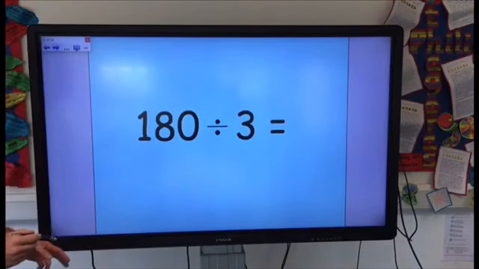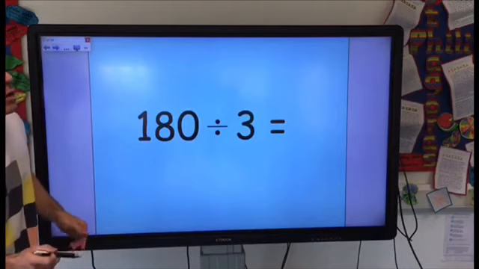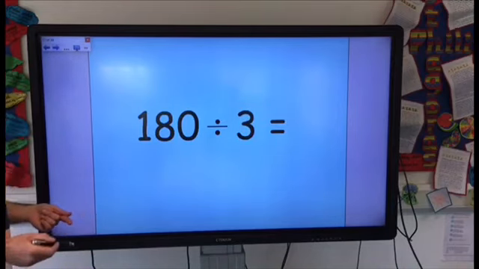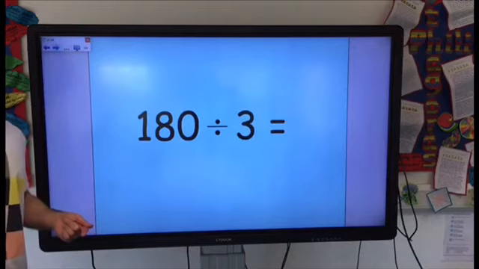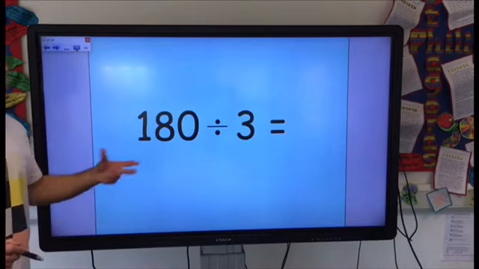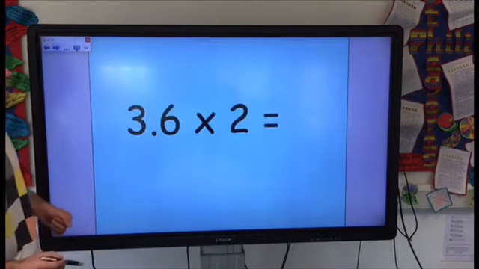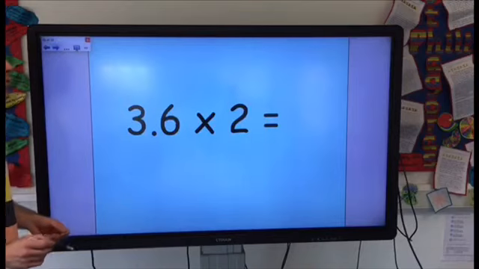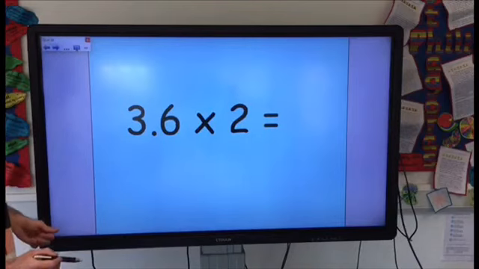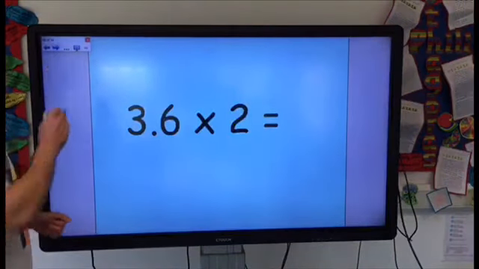180 divided by 3. So 18 divided by 3. 60. I knew that 18 divided by 3 was 6, and again, pop that 0 on the end. 3.6 times 2. 7.2.